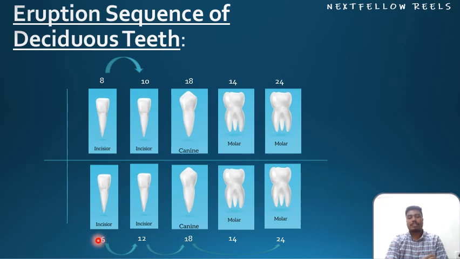Like the central incisor lower, it appears at the age of 6 months. The lateral incisor lower appears at the age of 12 months. The canine appears at the age of 18 months, and the molars appear at the age of 24 months. Now the first molar appears at the age of 14 months. And also you can follow this path. The central incisor lower appears at 6 months, the central incisor upper at 8 months, and then the lateral incisor upper at 10 months.